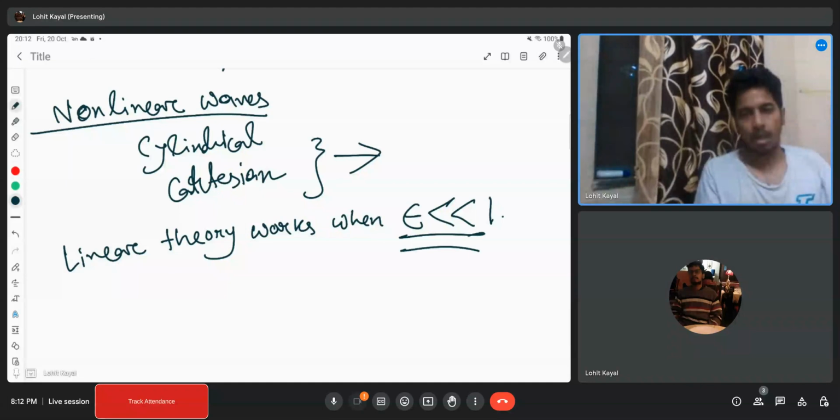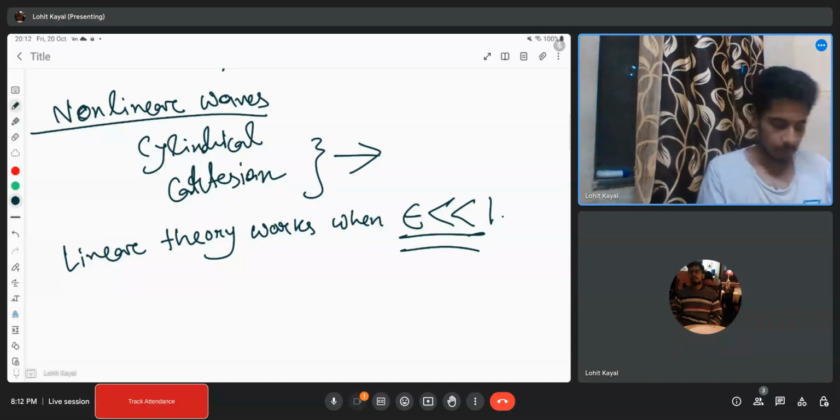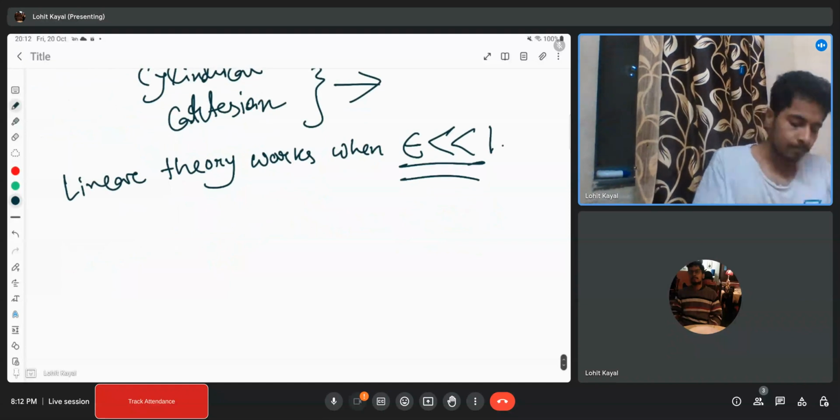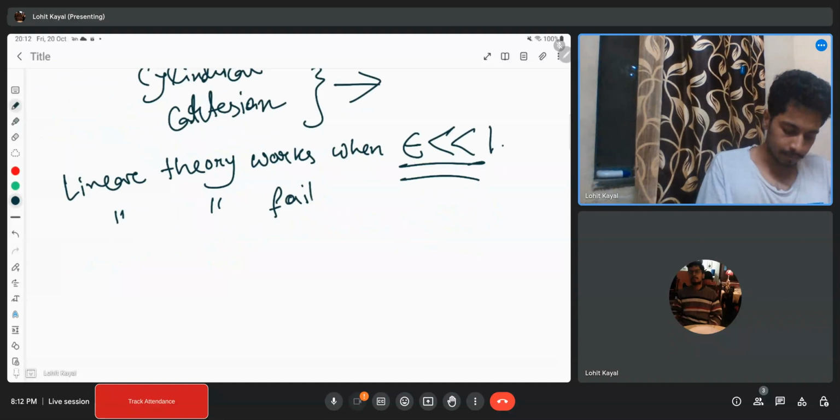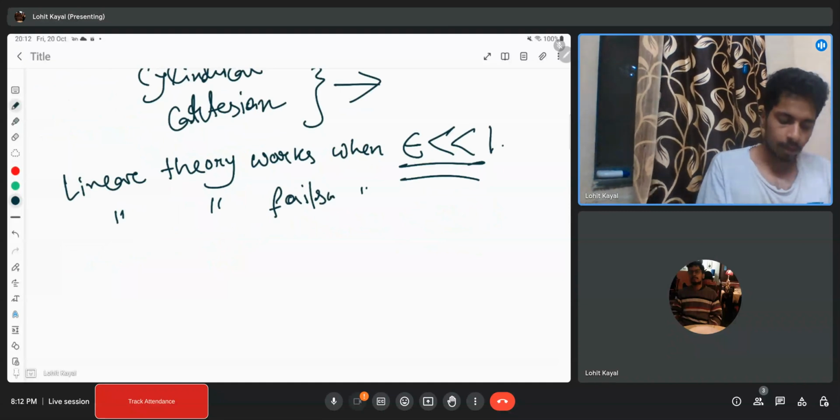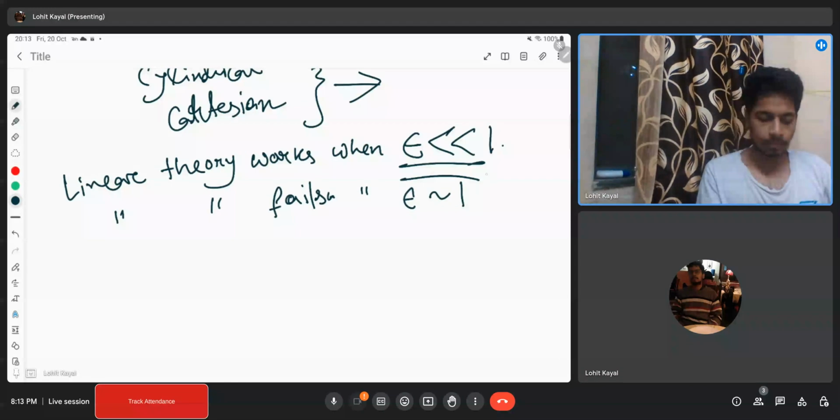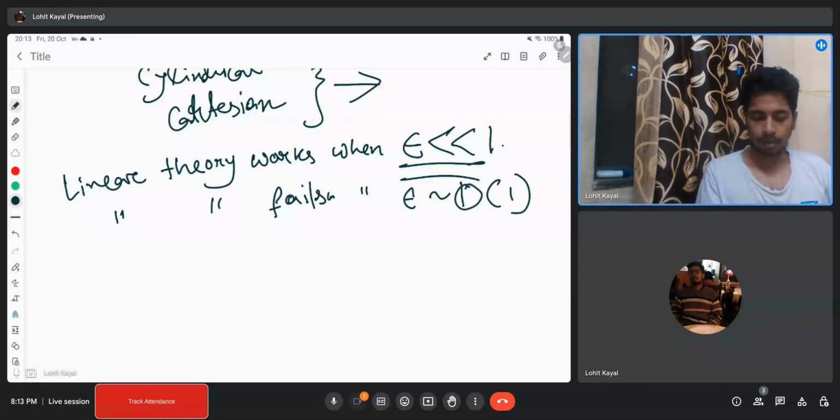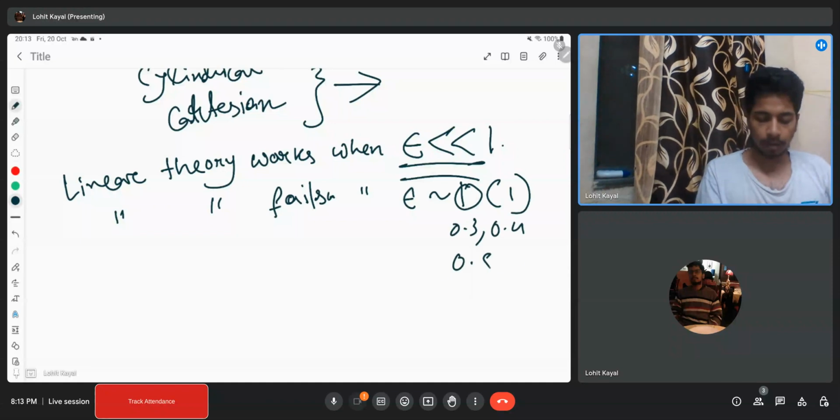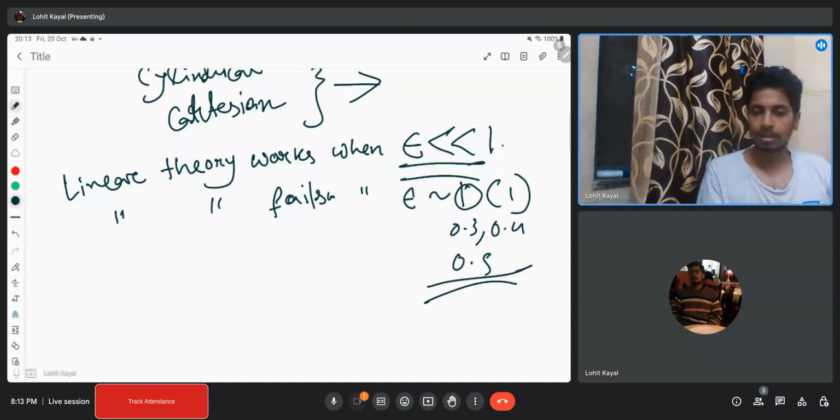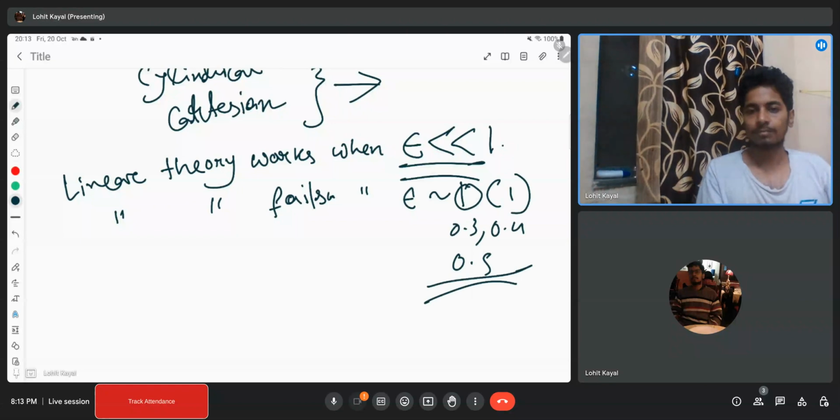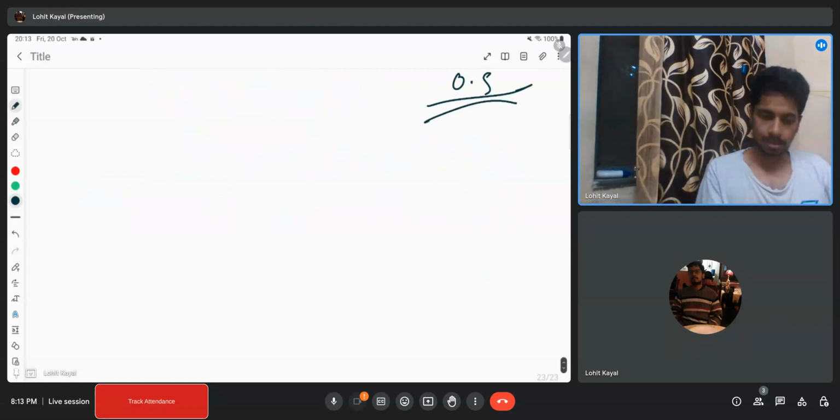Linear theory works fine there, but linear theory fails when epsilon is approximately equal to one. If epsilon is of order 1, that means 0.3, 0.4, 0.5, for these cases linear theory fails to achieve the accuracy.